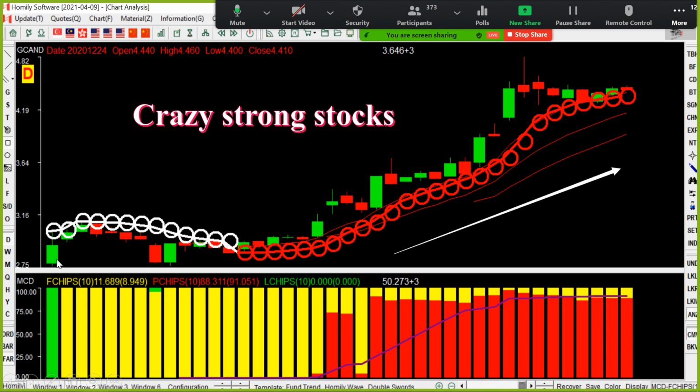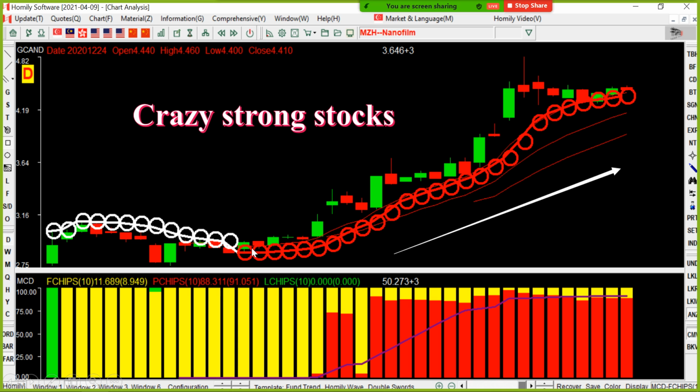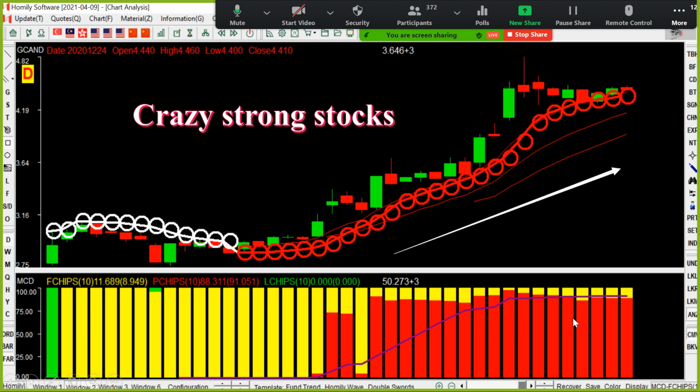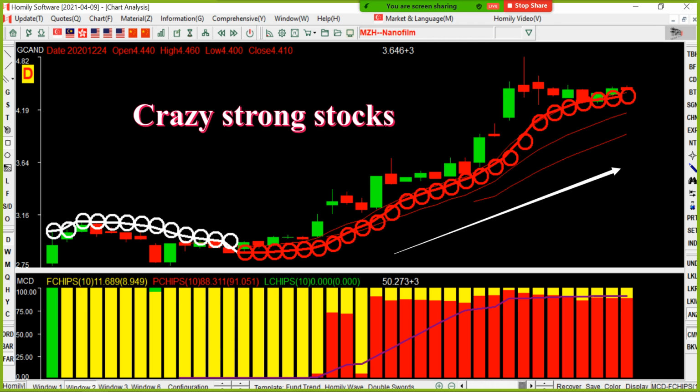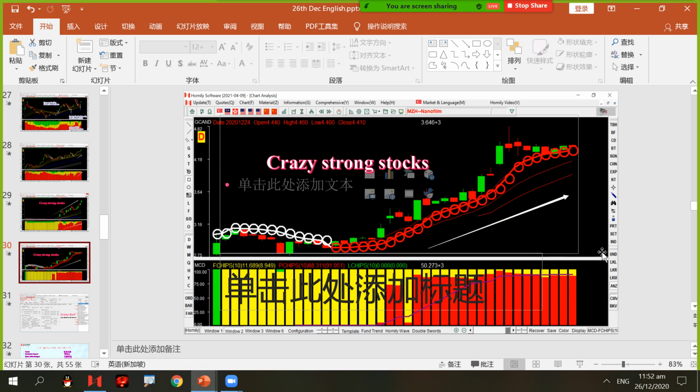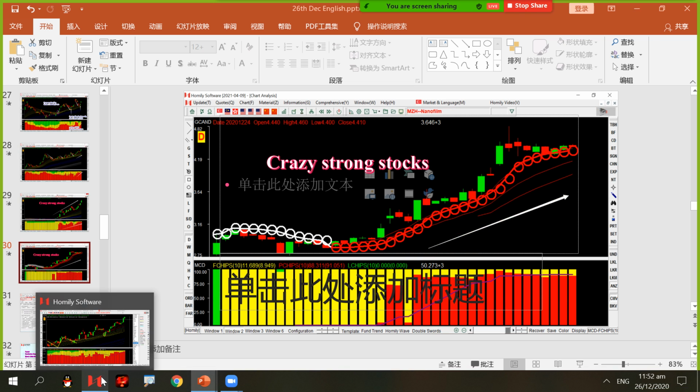The IPO price is around $2.50. Now already $4 something, almost $5. All the way red circle, all the way red bar. But remember, Singapore shares cannot use high turnover rate. So you see, for me, I always do that.